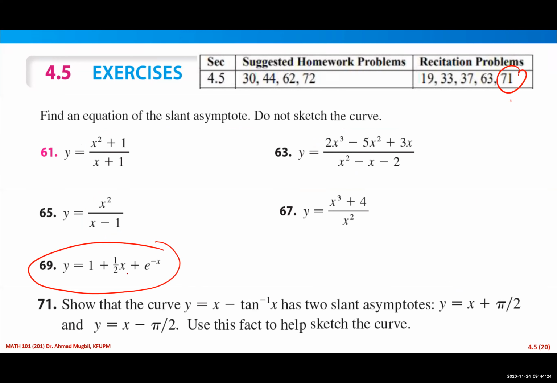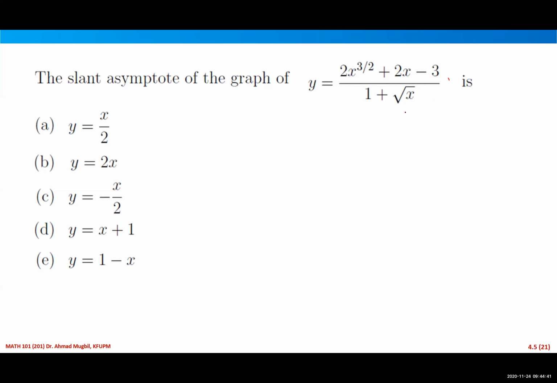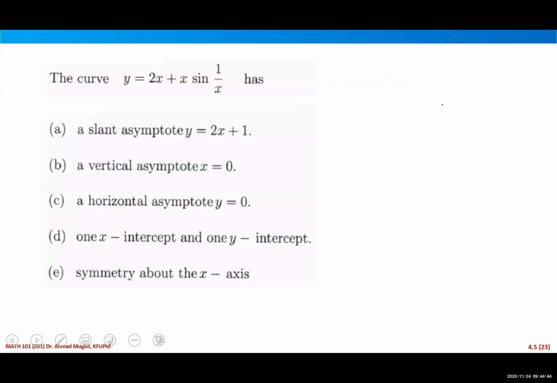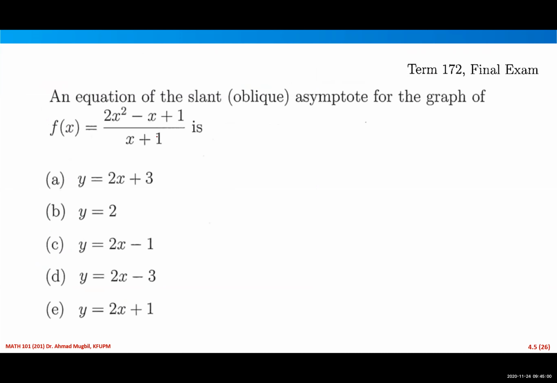So now how to find, ya shabab, the slant asymptote of this one? This is the question. Think about it, shabab. While you are thinking about this, let me show you the old exam questions. Look, the first question, the slant asymptote of this. Let's go to the second question. The curve has a slant asymptote, vertical, horizontal, and so on. The tangent to this curve is perpendicular to the slant asymptote. You need to find the equation of the oblique or slant asymptote of this one. Long division. This is easy.